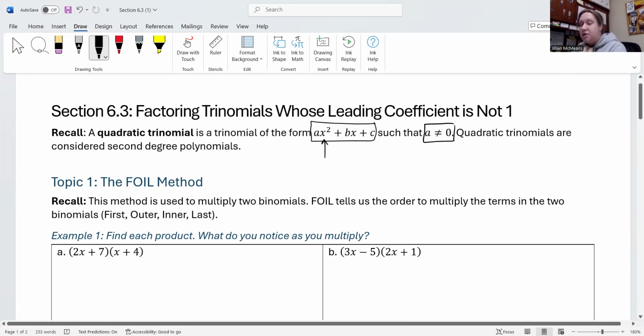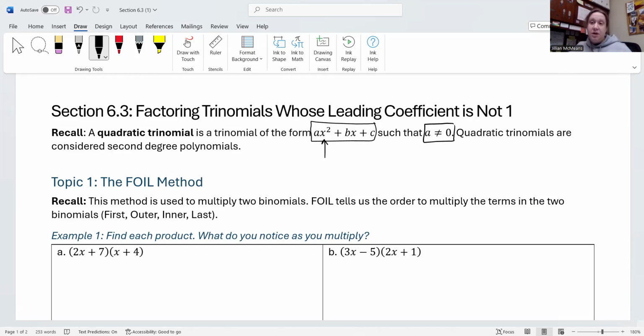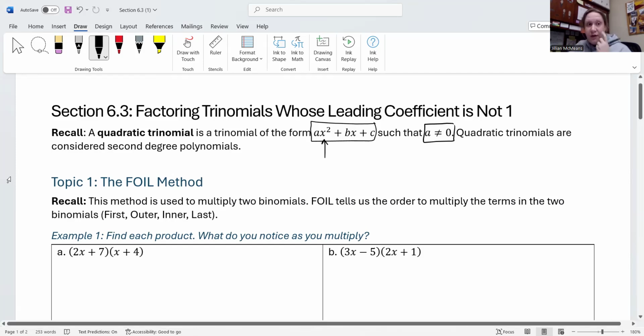In the previous section, a was very specifically 1, and we found a shortcut, a trick, to factor quadratic trinomials where a is 1. Well, now we have to figure out what to do if the coefficient of the squared term is not 1 and it cannot be factored out. I'm going to do one video for topics 1 and 2 because they're just review. We need to review a couple of features before we get into the actual factoring.